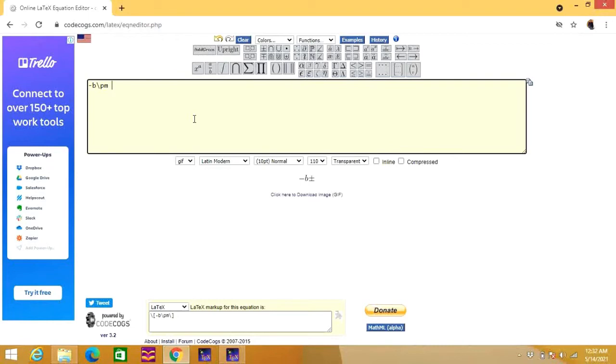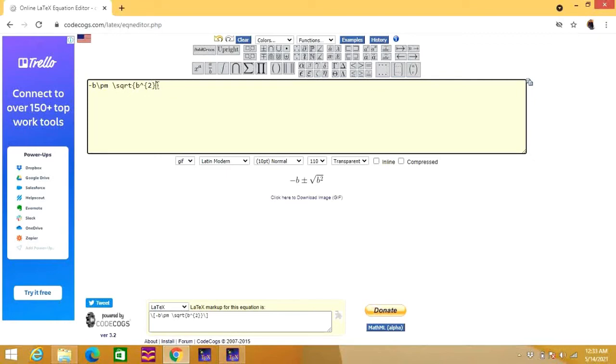Now we need to select where we are going to get the root. So here it is, root. Click it over here, root. Now we need to write b square. For that you need the square term, click it over here, so you can write b and square.